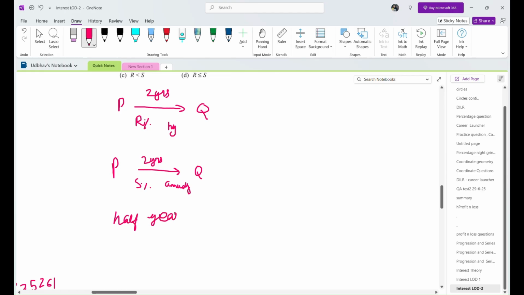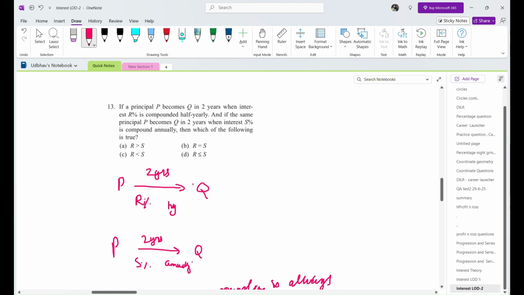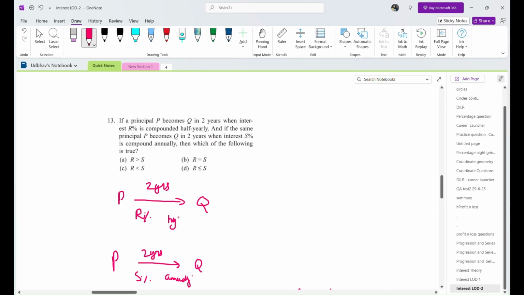Half year compounding is always profitable for depositor. So R% is compounded half yearly, so R will be less than S, option C.